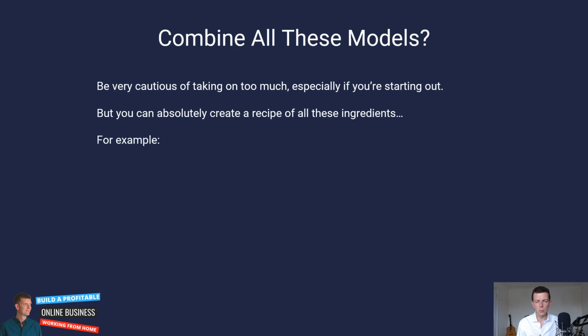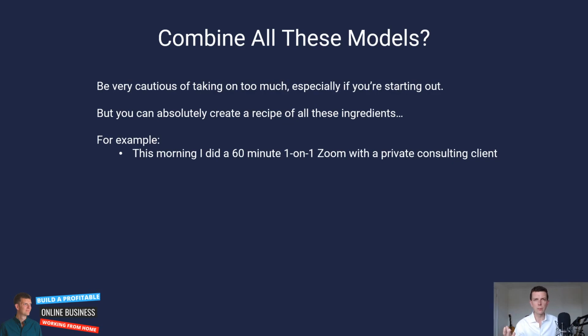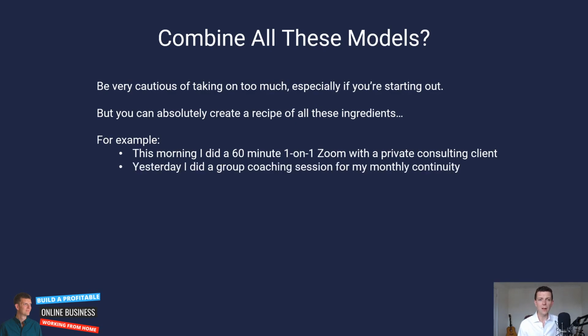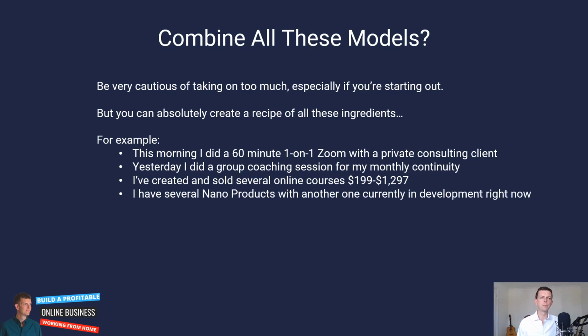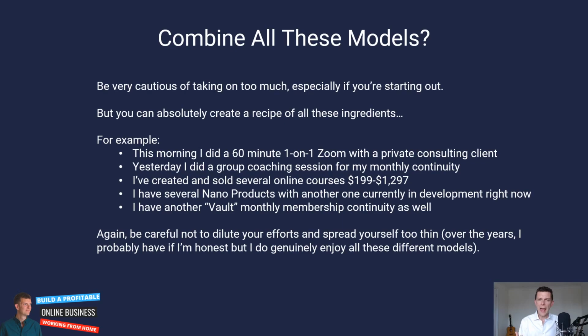So for example, use my business as an example. This morning, today, I did a 60-minute one-on-one Zoom call with a private consulting client. Yesterday, I did a group coaching session for my monthly continuity. I've created and sold several online courses. That's over time, obviously. I have several nano products, with one currently in development right now as we speak. I have another Vault style, remember the Vault that we talked about, monthly membership continuity as well. So again, be careful not to dilute your efforts and spread yourself too thin.